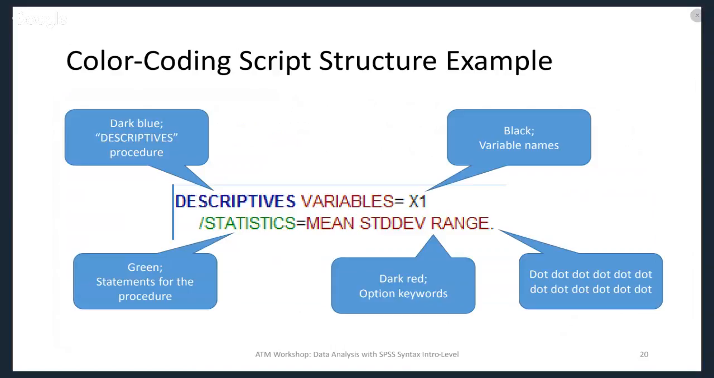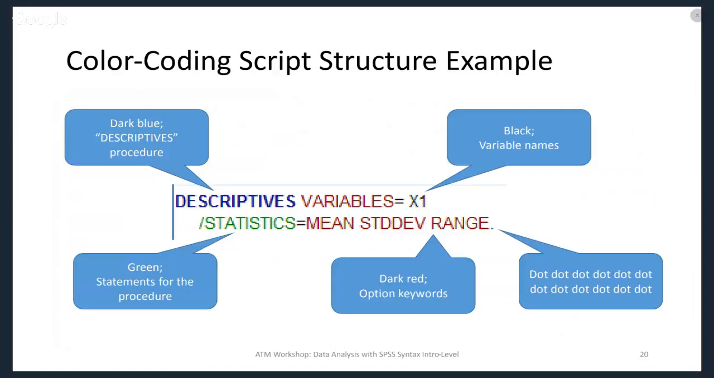Dark blue is descriptives, and the other one, black, is variable names. Typically, in the SPSS syntax window, variable names are black. So x1, x2, x3, whatever the variable name, we use black. And then also dark red, like variables.